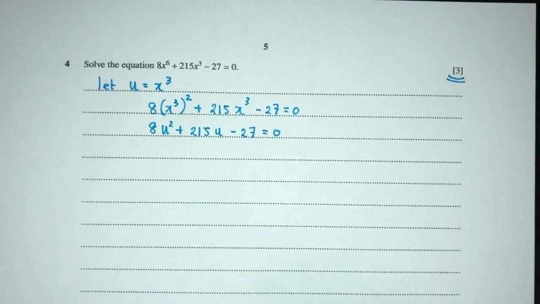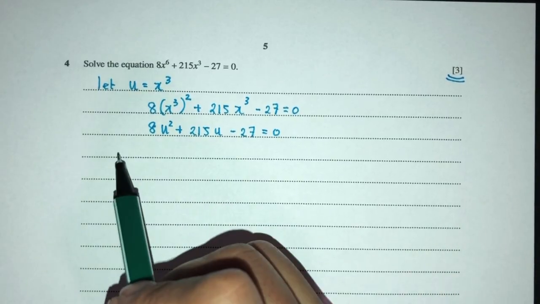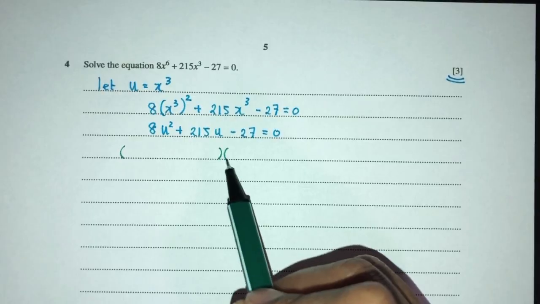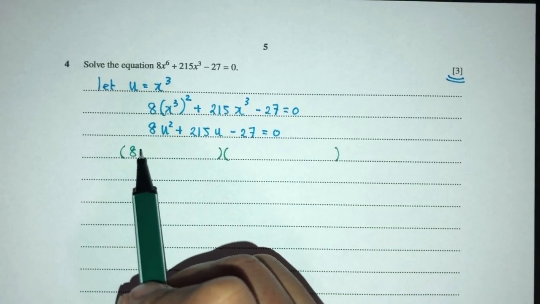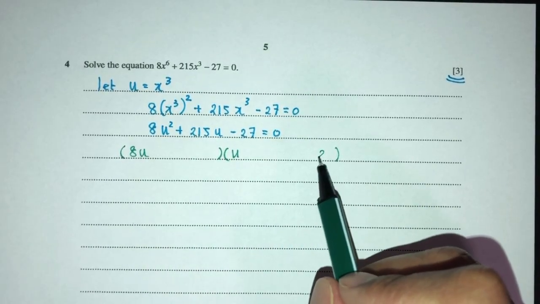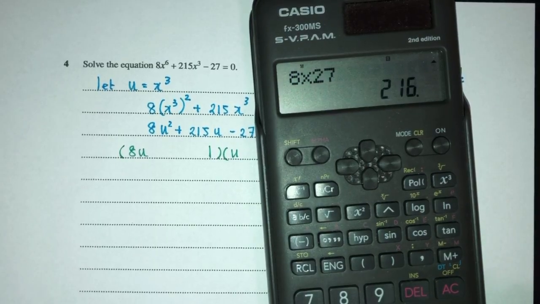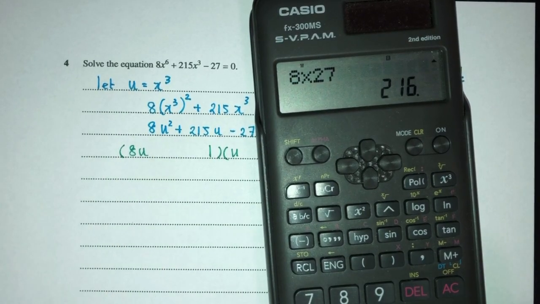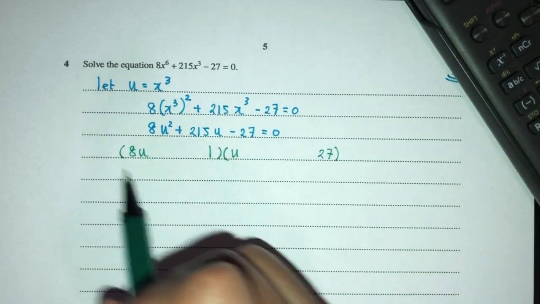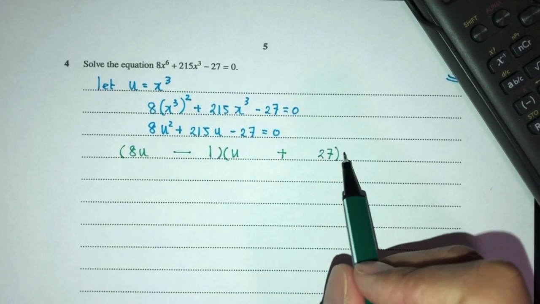So now you can see it is a very simple quadratic equation, right? Now, how do you solve this? Usually you can use your formula as well, or you can just use factorization. It's up to you, right? It's your preference. That'll be 8u times u for 8u squared. 27 could be 27 times 1. Now, 8 times 27 is a value of 216. To get 215, have to minus 1. Therefore, that should be plus 216 minus 1 to get this one.